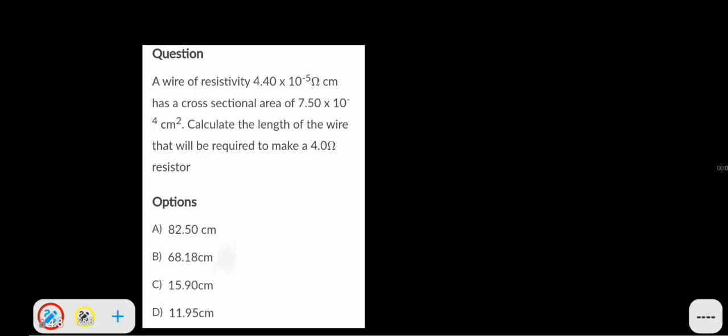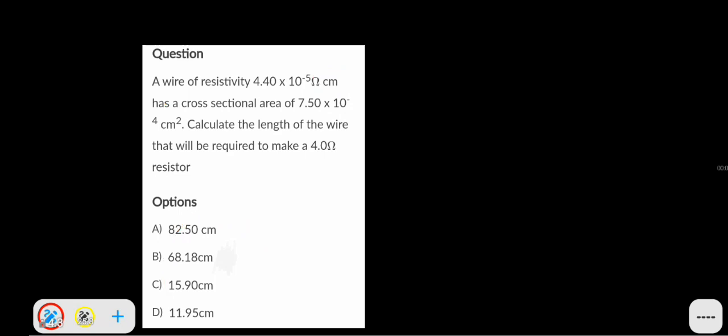You can see that the unit here is centimeter and you have centimeter squared here. So you don't need to convert to meter squared, just leave it like that because they are going to cancel out. So you can see that the options are even in centimeters, not meters. So leave it like that, don't convert it. So let's pick the values out.